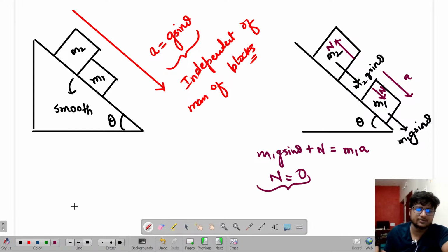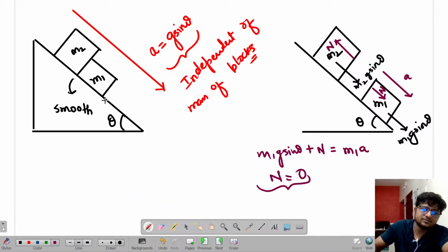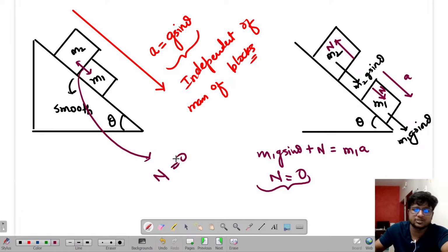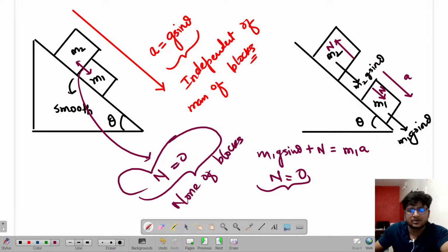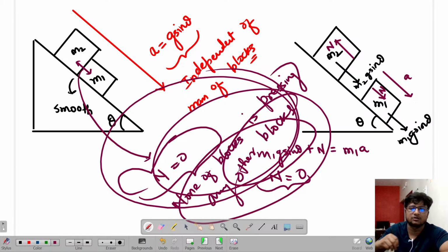Now that is a great conclusion. What I found out is, if there are two blocks m1 and m2 on a horizontal plane, moving with the same acceleration, basically m1 is pressing m2, but on an inclined plane neither one of them is pressing anyone. Means if this is a smooth surface, the contact force N between these two blocks is going to be 0. Is that clear or not? None of the blocks is pressing any other block. Say me something, yes or no? Clear or not?